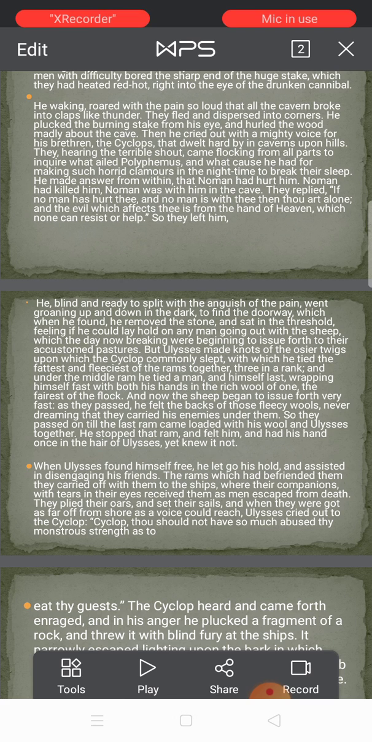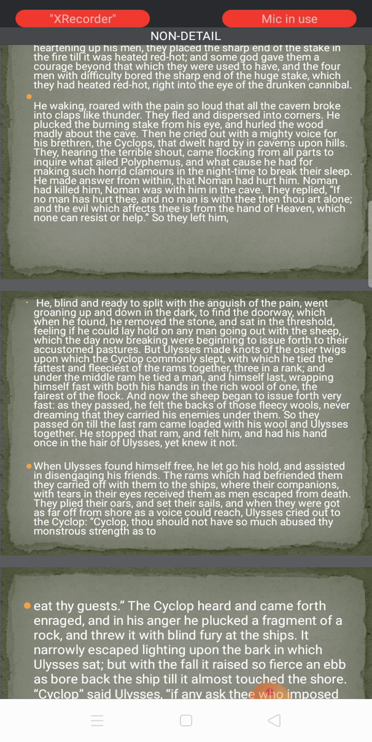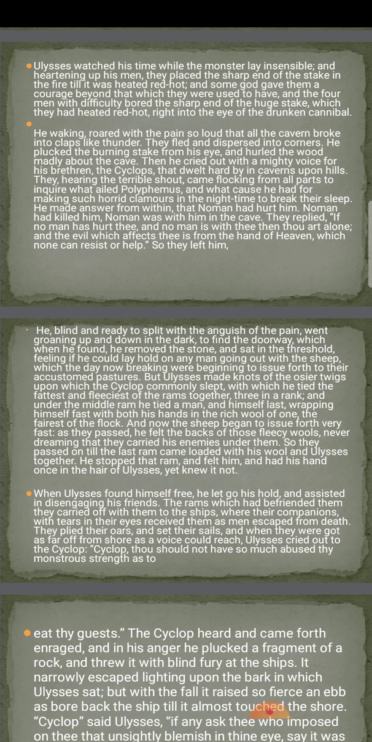So they passed on till the last ram came loaded with his wool and Ulysses together. He stopped that ram and felt him, and had his hand once in the hair of Ulysses, yet knew it not. When Ulysses found himself free, he let go his hold and assisted in disengaging his friends. The rams which had befriended them, they carried off with them to the ships, where their companions, with tears in their eyes, received them as men escaped from death.